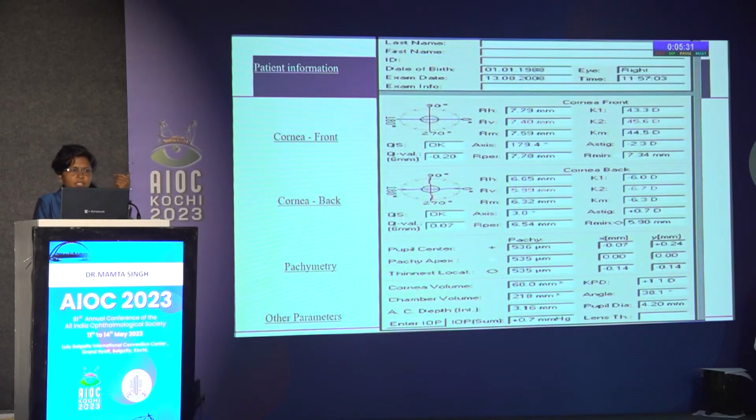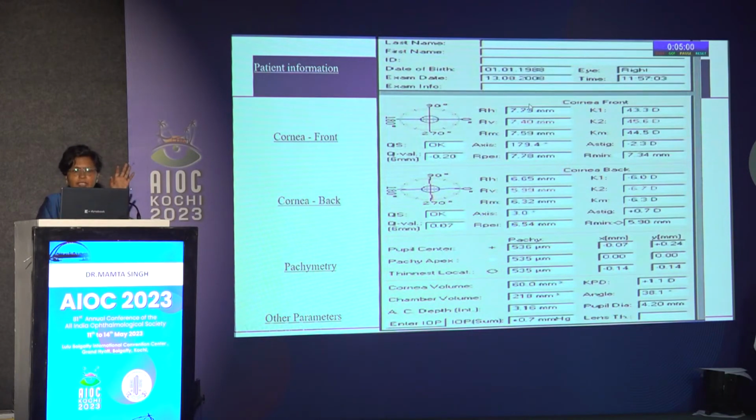So starting with the patient information, when we are doing this topographic scan, we need to know the date of birth to compare it with the normative data, and similarly, which eye is being done. Then comes the corneal front surface. Before analyzing any of the topographic maps, we need to be sure about the quality of the scan, whether the scan quality is okay or not. So this has to be decided. Then the Q value, which basically denotes the shape of the cornea. Normally it is between 0 to 0.5, in minus.